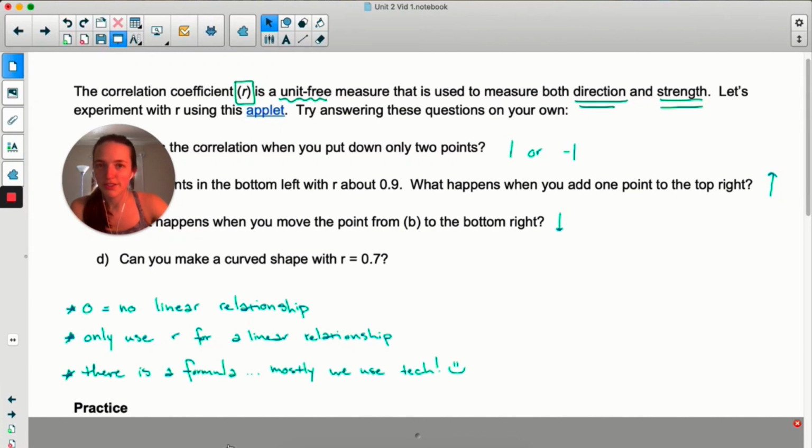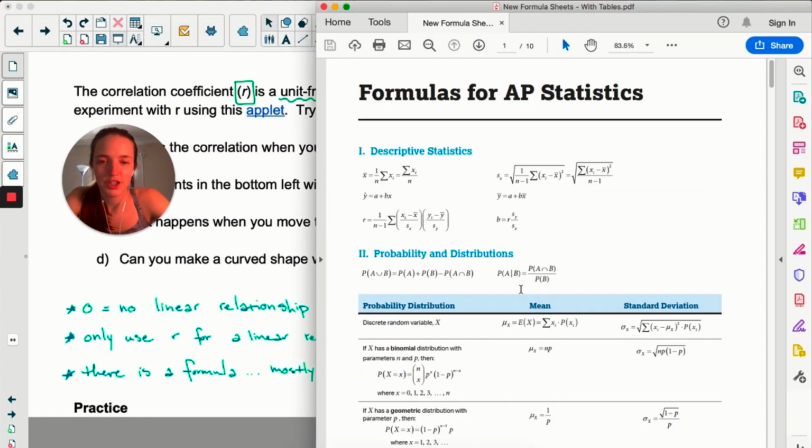There is a formula for calculating R. I will show you. It is on the formula sheet, the College Board formula sheet. It's right here. So it's 1 over n minus 1. This symbol means sum. And then this should look somewhat familiar. Taking a value and subtracting the mean and then dividing by the standard deviation is a z-score. So for each data point, you take the z-score for the x value times the z-score for the y value. You add them all up and then you divide by n minus 1.